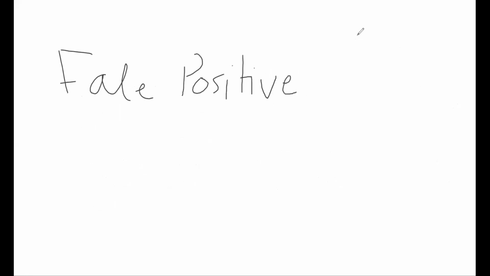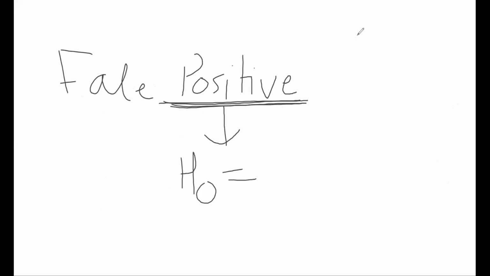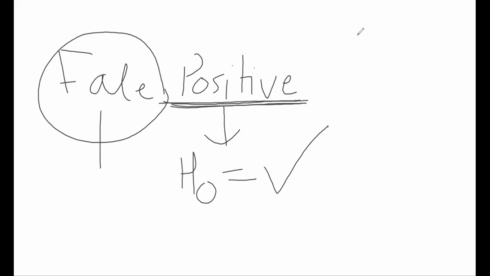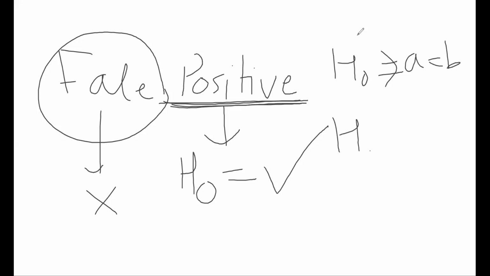A false positive, or type 1 error, means that our null hypothesis is true, but we have said it is false. We have concluded that it is wrong. So suppose we are testing whether two means are the same or not: our null hypothesis would be that the two means are the same, and our alternative hypothesis would be that the two means are not the same.